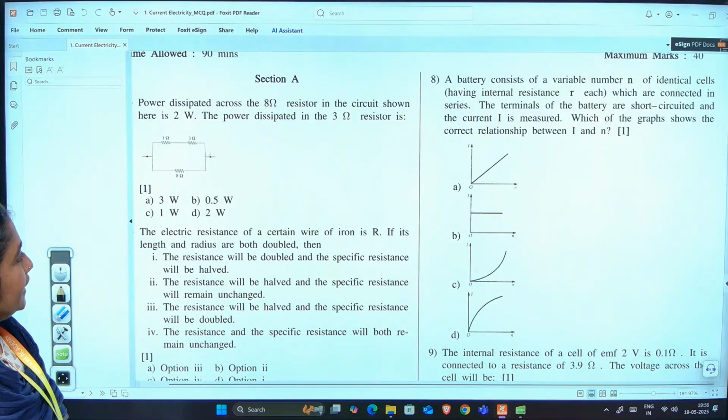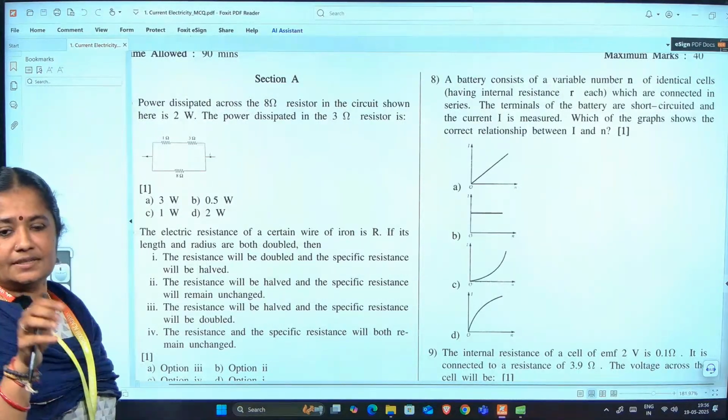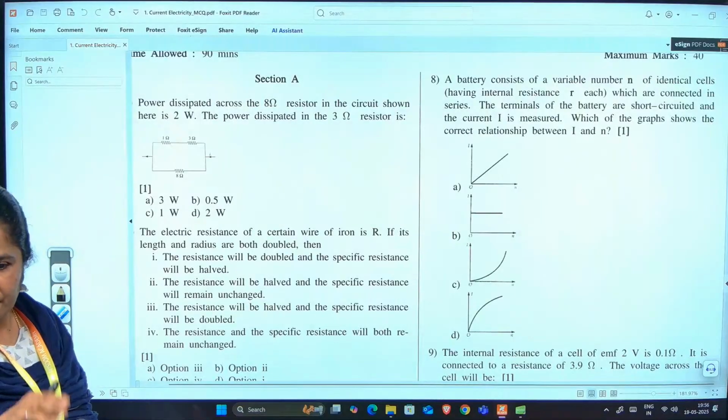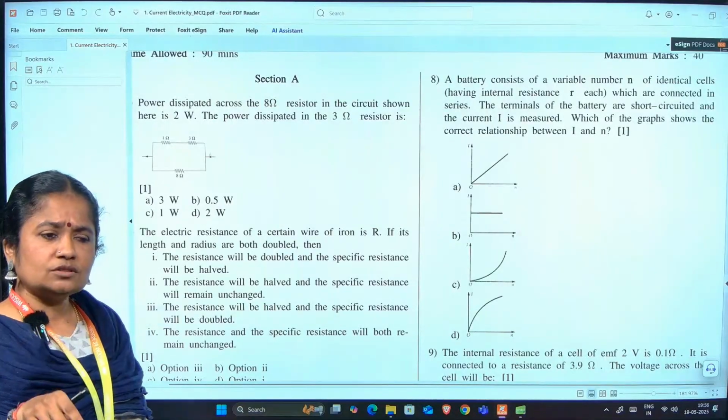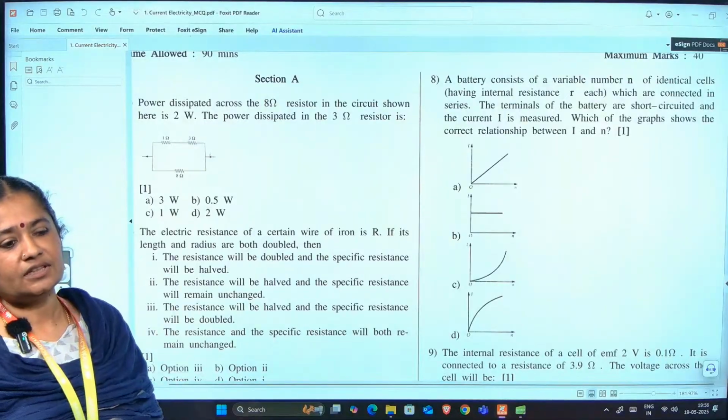A battery of variable number of identical cells. But you're shorting it in all the cases. First case, two cells, then three cells, and what are we doing? We short the battery, positive and negative. Shorting means connecting the positive and negative terminals directly.